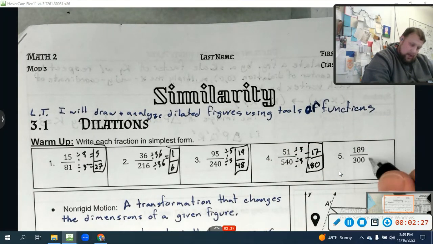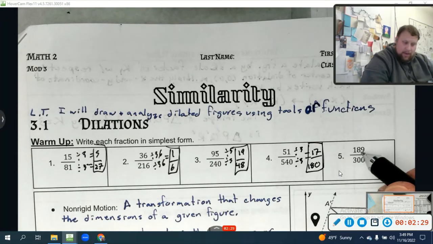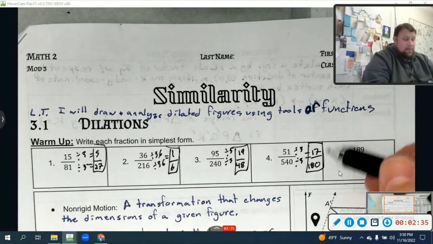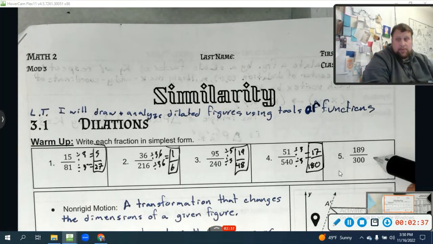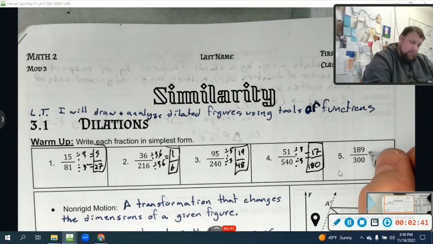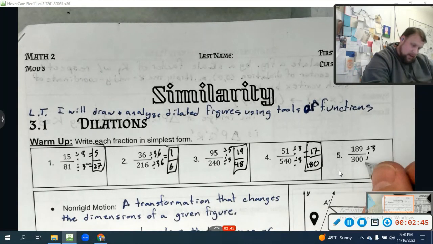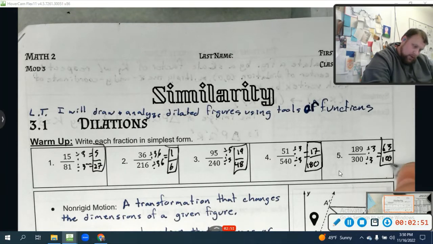And last, 189 and 300, same deal. I'm going to add those digits together. 1 plus 8 plus 9 is 18. 3 goes into 18. Same trick works for 9. 9 goes into 18. But we see 300 is just 3 plus 0, or 3. 9 doesn't go into 3, but 3 goes into 3. So both are divisible by 3. Lots of divisible by 3s today, man. So this is going to end up equaling 63 over 100. Boom.